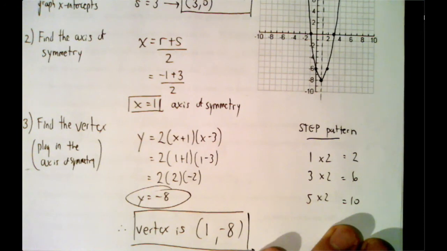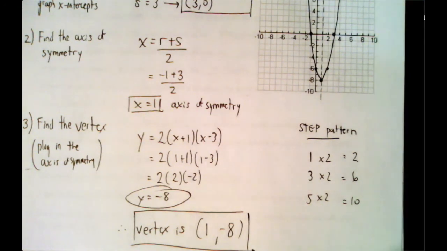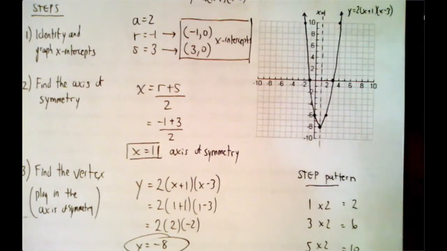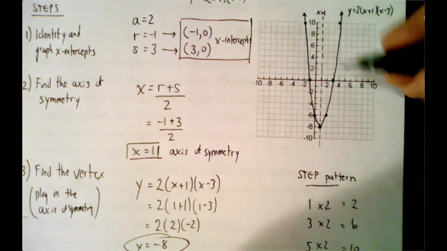I need you to be able to plot the x-intercepts, find the axis of symmetry, use it to get the vertex, and then connect your 3 dots. But, to review, now we have every feature on this graph.